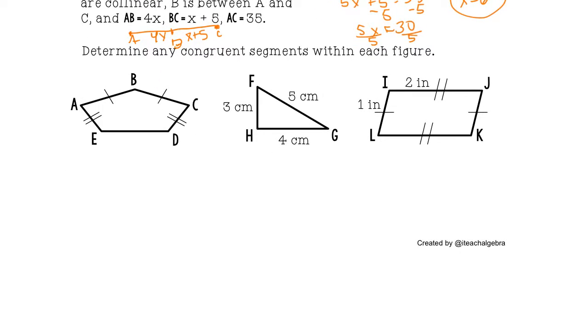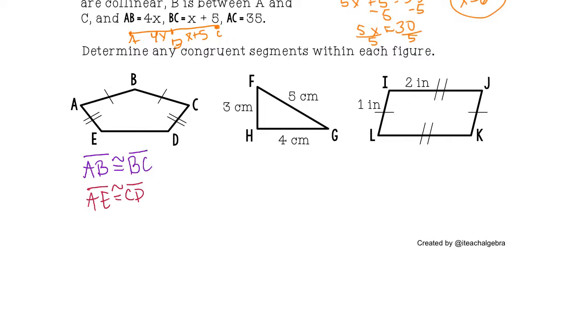Last but not least, determine any congruent segments within each figure. Well, we see this pentagon with 5 sides. And the dash marks on the line segments tell us that line AB is congruent to line BC. It also tells us that line AE is congruent to line CD.